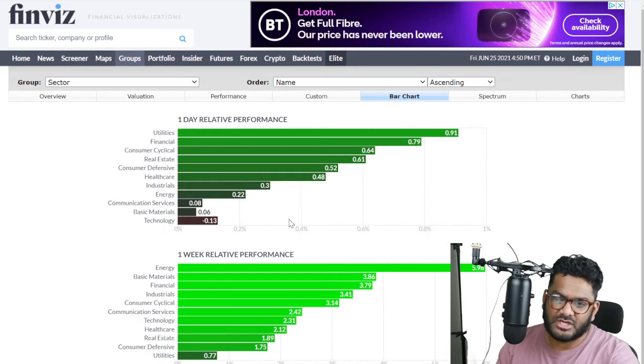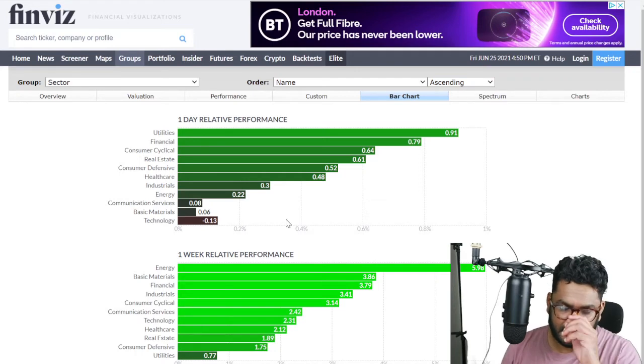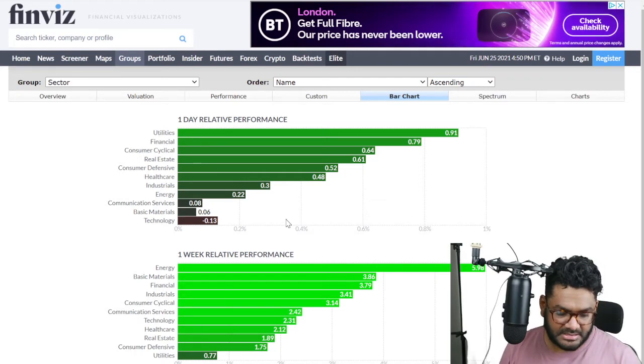Finviz just uses these for their facility, their benefits and their ease. These are the common sectors that many markets and indices use to follow the market. Now if you look at today, utility dominated the market, meaning it performed best in one-day relative performance. So relatively, the utility sector worked really very well.